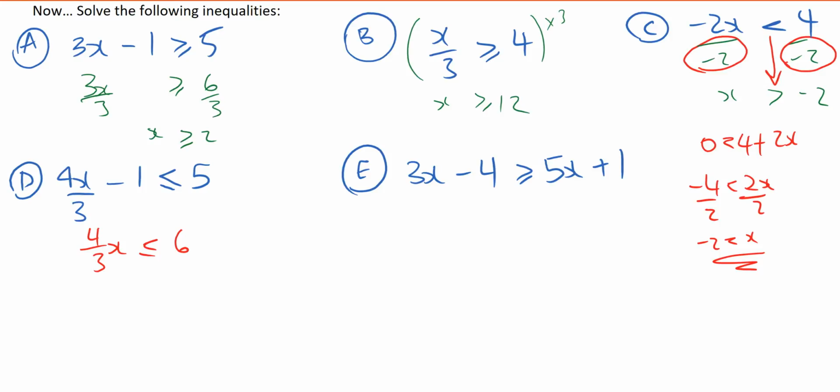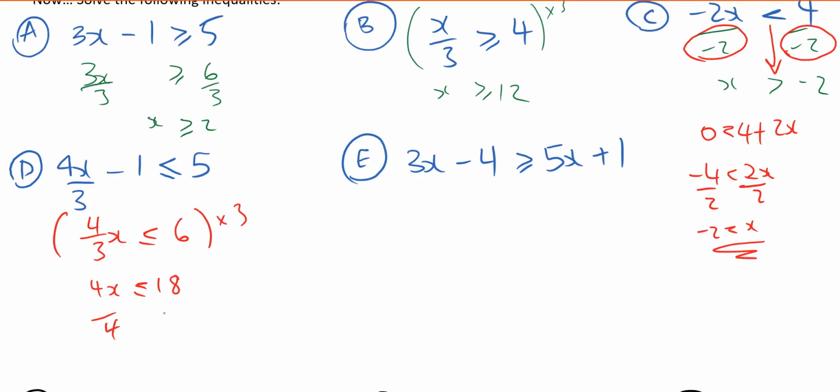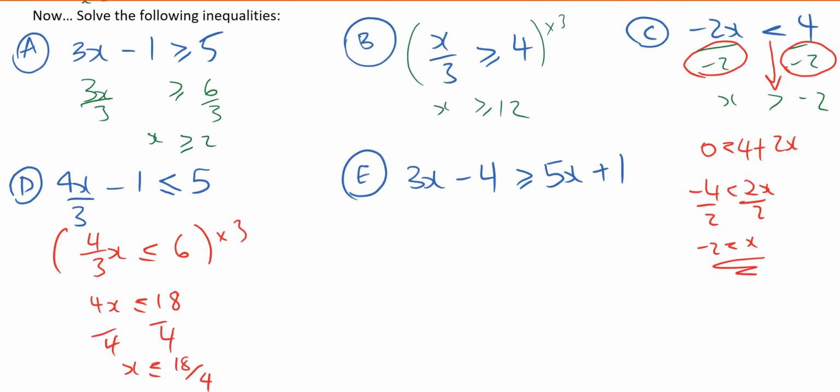Times it all by 3 because I don't like that fraction. 4x less than or equal to 18. Now what? Divide by 4. X is less than or equal to 18 over 4. There's my answer. Can I simplify it?